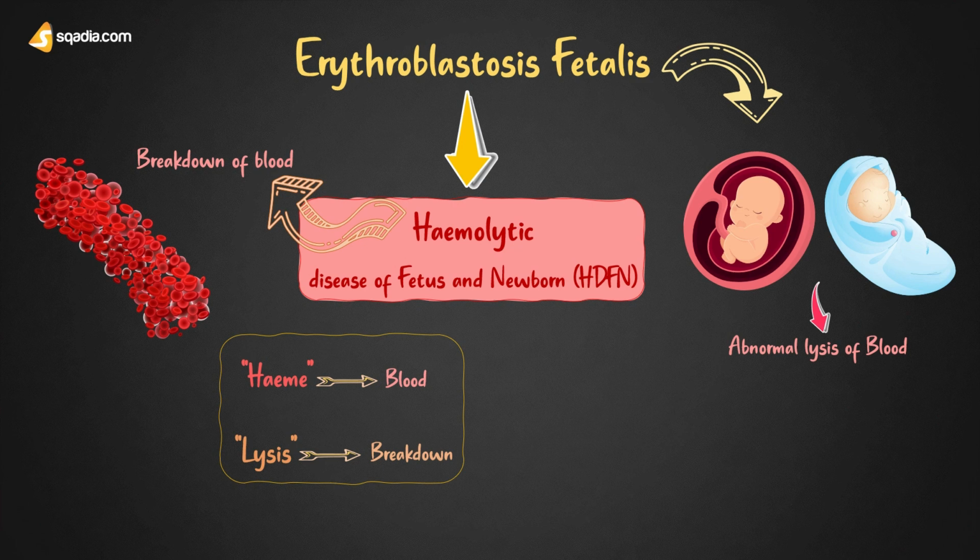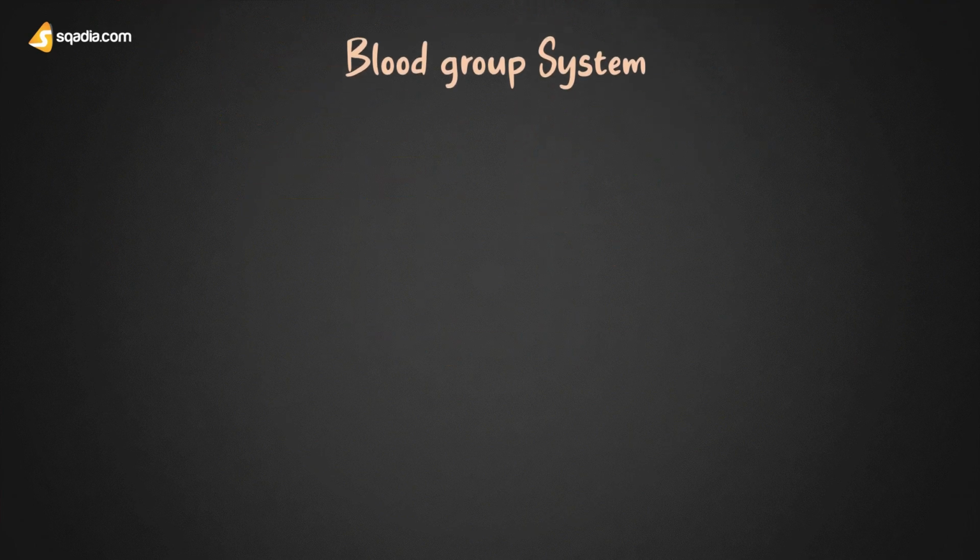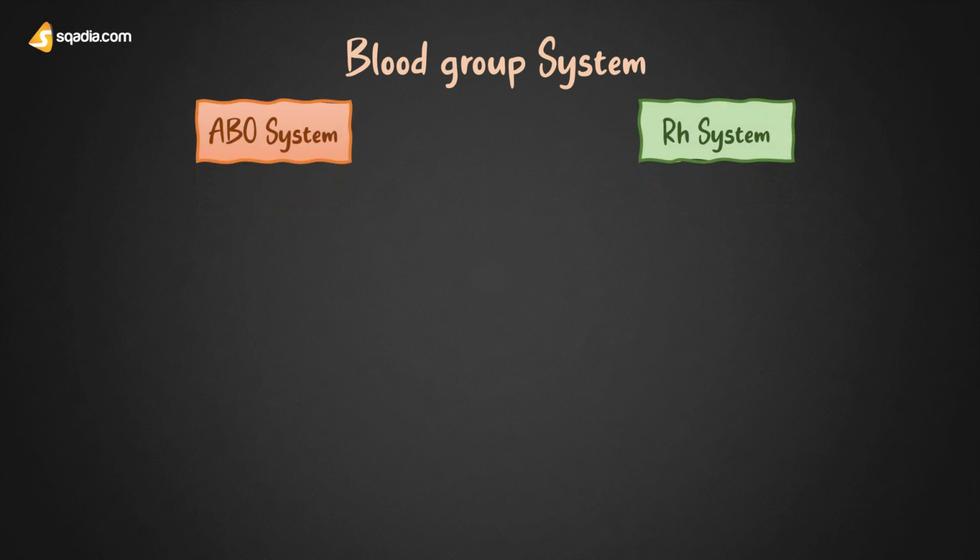This disease occurs due to the Rh incompatibility, that is, the difference between the Rh blood group of the mother and baby. Let me explain it further. We know that there are two blood group systems that are given prime importance before blood transfusion, that is, ABO system and Rh system. ABO system is based on the presence and absence of antigen A and antigen B on erythrocytes or red blood cells. And on that basis, blood is divided into four groups.